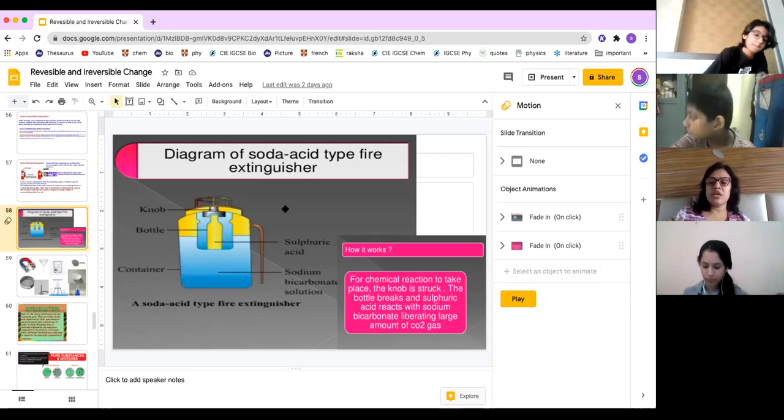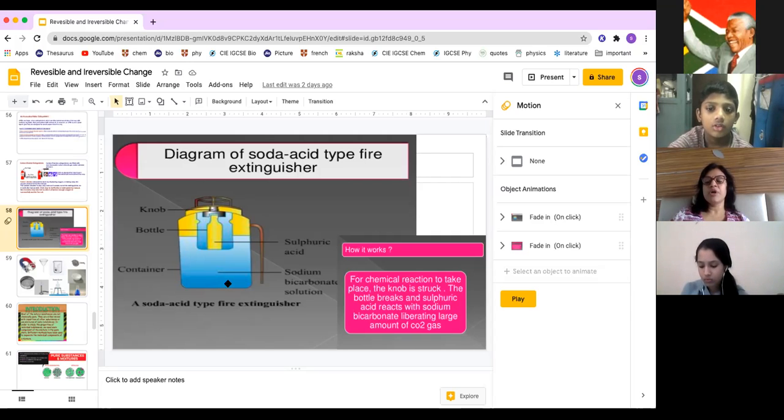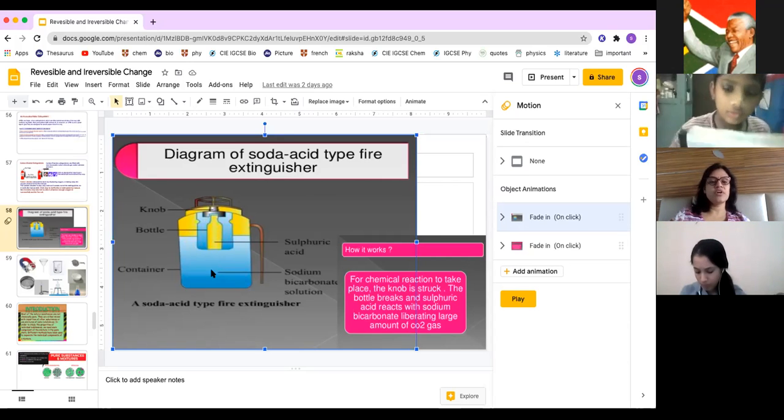This diagram is there in your textbook, so you can refer to it from there also. So basically what is happening over here? A chemical reaction between sulfuric acid and sodium bicarbonate to produce what? Carbon dioxide gas. Basically you want carbon dioxide to put out the fire. So this is the diagram of the soda acid type fire extinguisher. Why soda? Because baking soda, sodium bicarbonate, is soda, and the acid is H2SO4. So this is the soda acid type fire extinguisher.